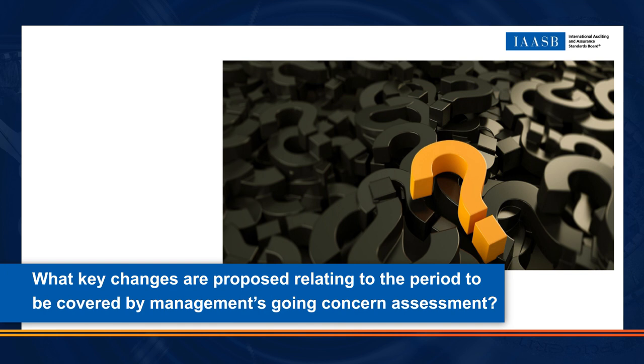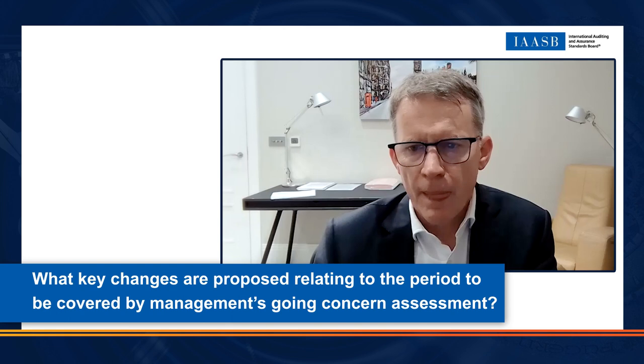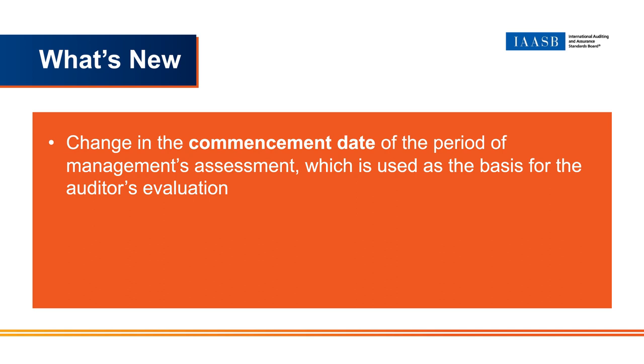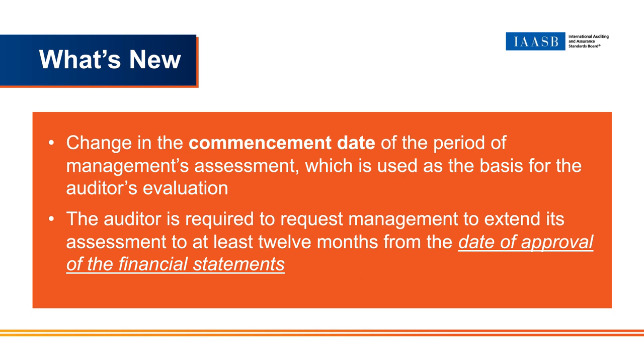So, what are the changes that are being proposed to the period to be covered by management's going concern assessment? Let me first cover what is not changing. We are not proposing to change the period that needs to be covered. This remains at least 12 months. However, we are proposing a change to the commencement date of the period of management's assessment. So rather than the period starting at the reporting date, which typically is the year-end date, we are proposing to start the period for this assessment at the date of approval of the financial statements.